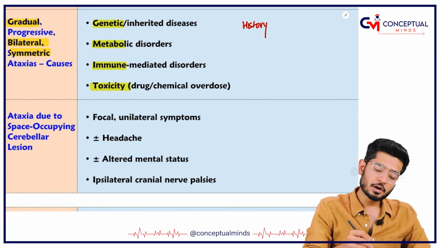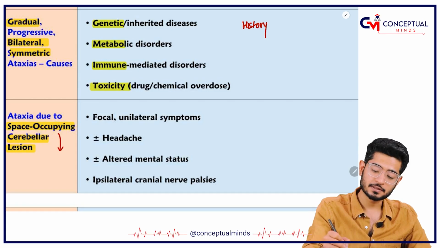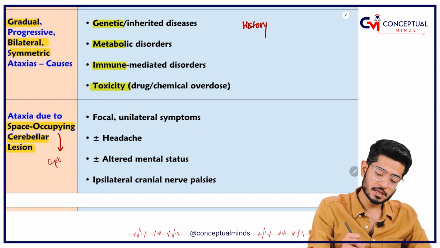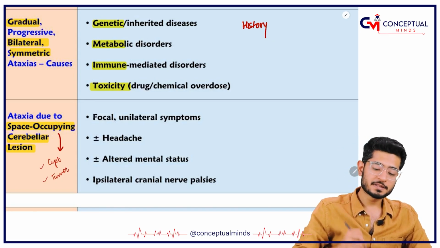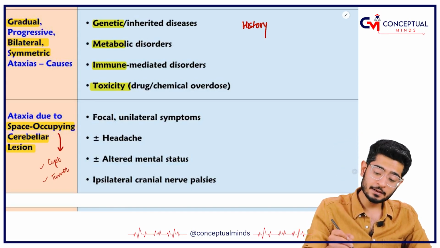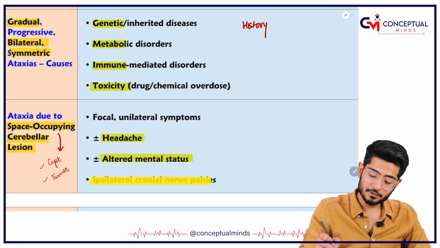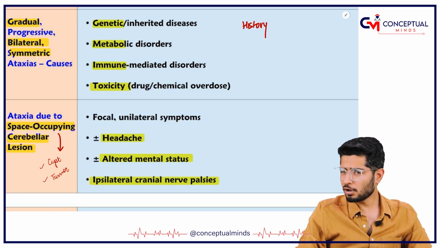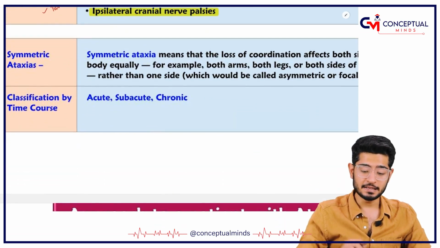Now, ataxia because of space occupying cerebellar lesion. So, for example, if there is a cyst which is there, if there is a tumor which is there, okay, so these are the space occupying lesions. Now, if they are present with ataxia, they will have some other associated features also, like headache, like altered mental status, like ipsilateral cranial nerve palsies. So all these things are actually going to be there in the space occupying cerebellar lesions.